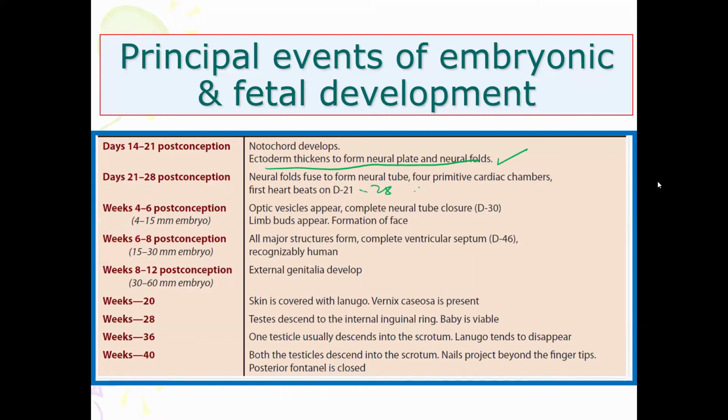Neural tube closure occurs at day 20 to 24 for the anterior neural pore, and day 27 for the posterior neural pore. If there is a defect in the anterior neural pore, it can cause anencephaly. A posterior defect can cause spina bifida. From week 4 to 6 post conception, the optic vesicle occurs. Complete neural tube closure occurs by day 30.